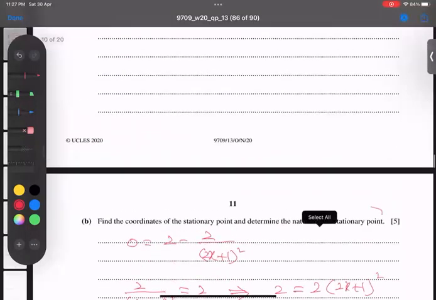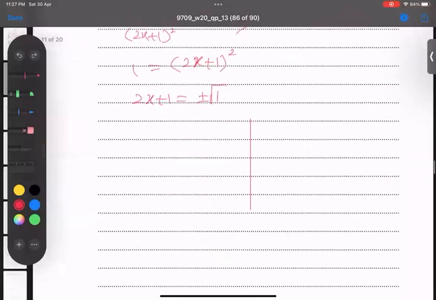And I need the nature also. So let's see how we can find both points. So 2x plus 1 equals 1 and 2x plus 1 equals minus 1. Here I'm getting x equals 0. Here I'm getting x equals -1, because negative. So this point is clear. So I'm getting 2 points here. Now one by one, I want to find the nature.